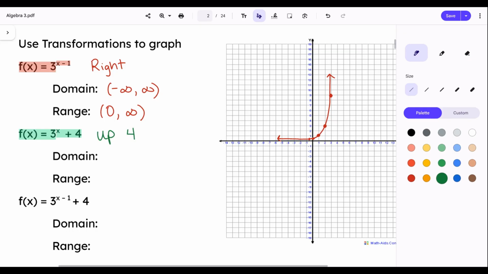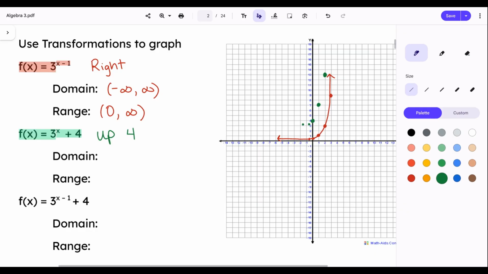Okay, so I'm thinking back to my original points. I had that one at (2, 9) to begin with, but now I've got to go up 1, 2, 3, 4. So now I'm at (2, 13). My point that started out at (1, 3), I go up 1, 2, 3, 4. And then (0, 1), you go up 3. So I'm at (0, 4) now. And then I know that these ones are going to get really small, but they're not going to cross this new boundary line, okay?